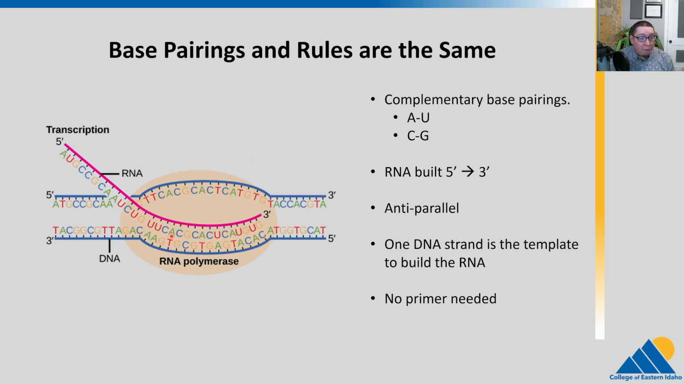So it works off of the template strand. So you can see here, A paired with T, U paired with A, G paired with C, and so on and so forth. The RNA is built in a 5' to 3' manner. It's built anti-parallel to the DNA, and this one strand of DNA is serving as the template, and the RNA polymerase is chugging along, building that new RNA. There's no primers needed here, so RNA polymerase can just start adding bases as it needs to.